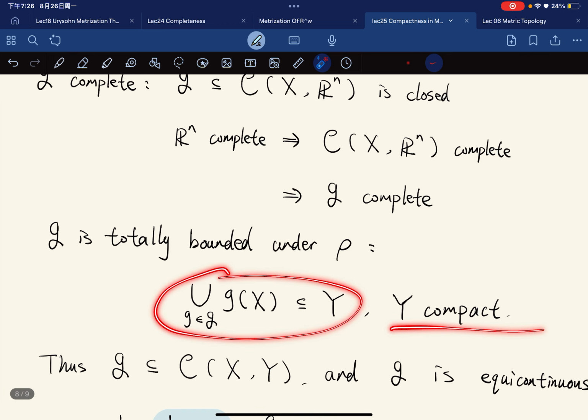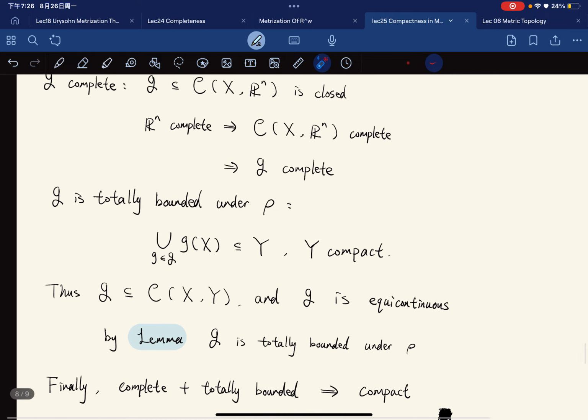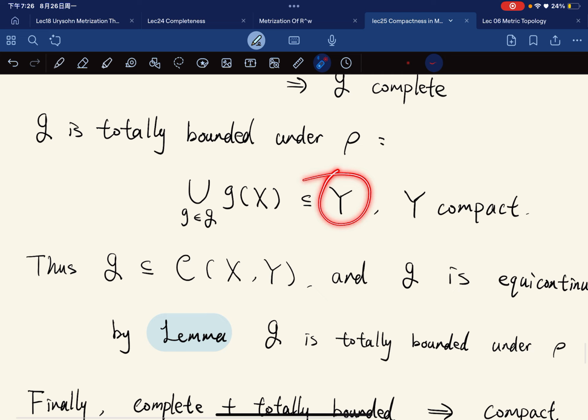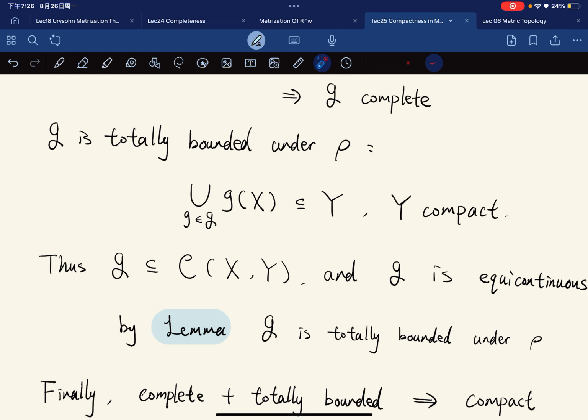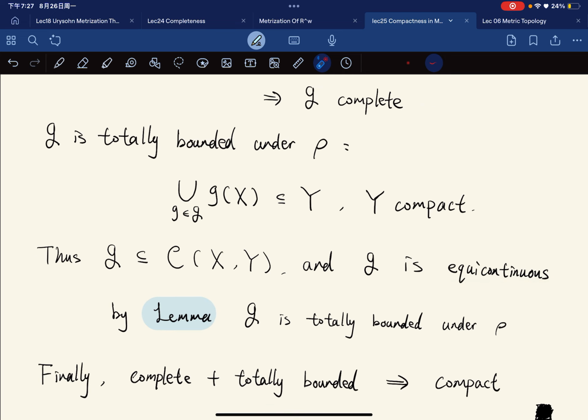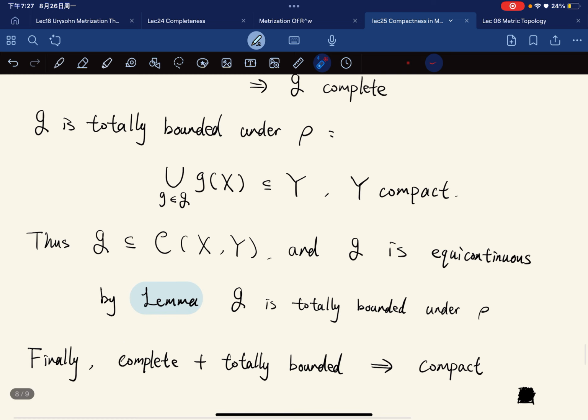Because we have this for some compact Y, G is actually a collection of continuous mappings from X to Y, right? If you just restrict the range, it is still continuous. This is the idea, because all the images are contained in Y, and restricting the range still gives continuity. So G is equicontinuous. We're given that G is equicontinuous, and by the lemma, G is totally bounded on rho, right?